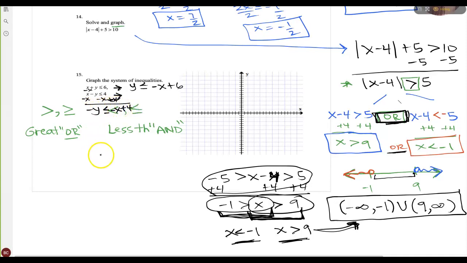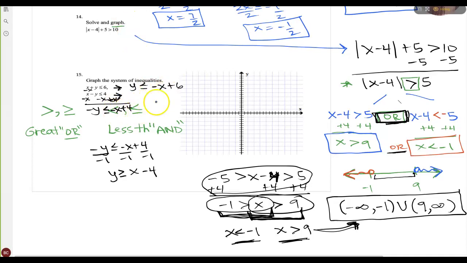Sorry, that's looking like a mess there because I ran out of space. Okay, and then it's not done. Our y isn't by itself yet. We still need to divide everything by -1, and remember, when I divide by a negative, that flips my inequality the other way. So y is greater than or equal to x minus 4. And then you're just graphing the two on here.